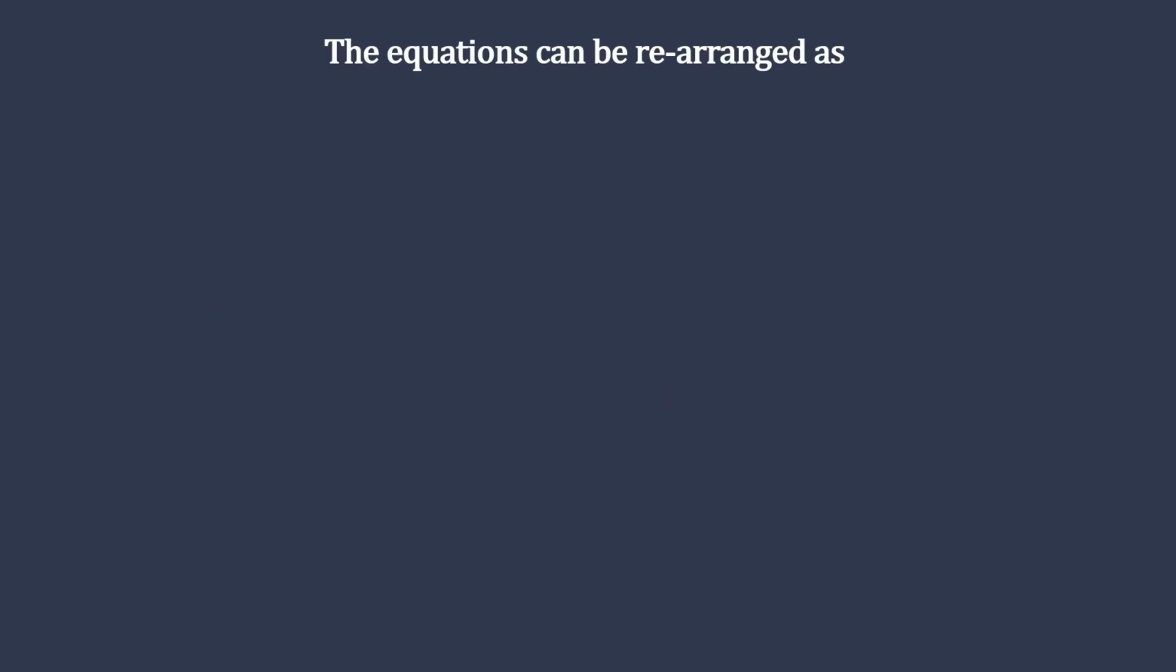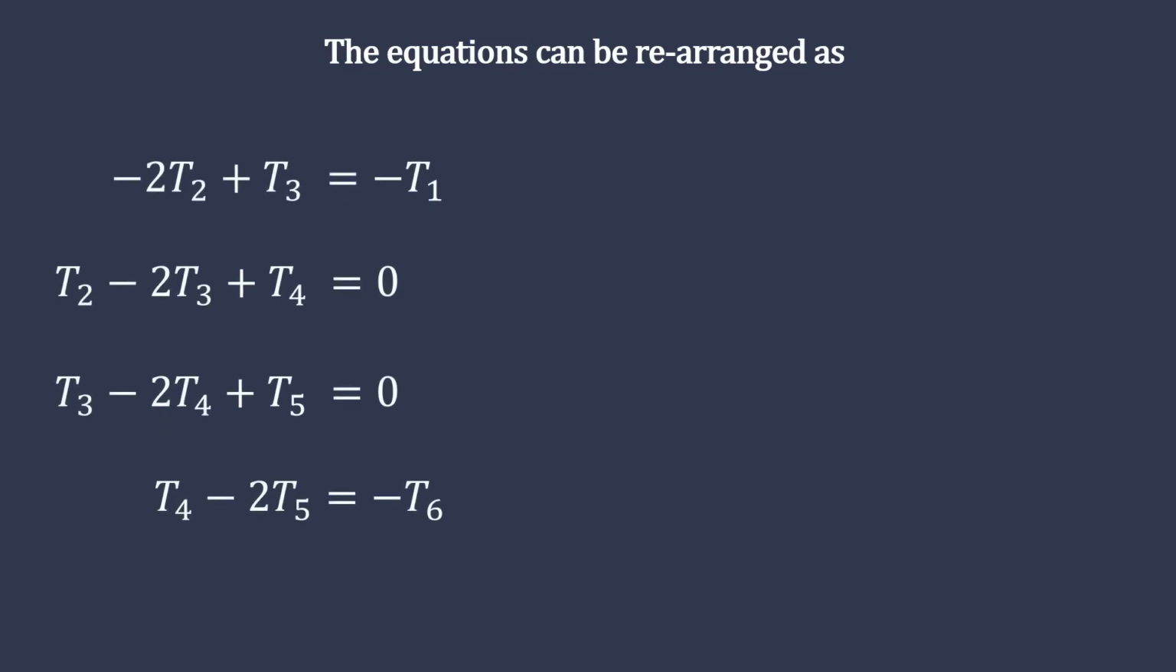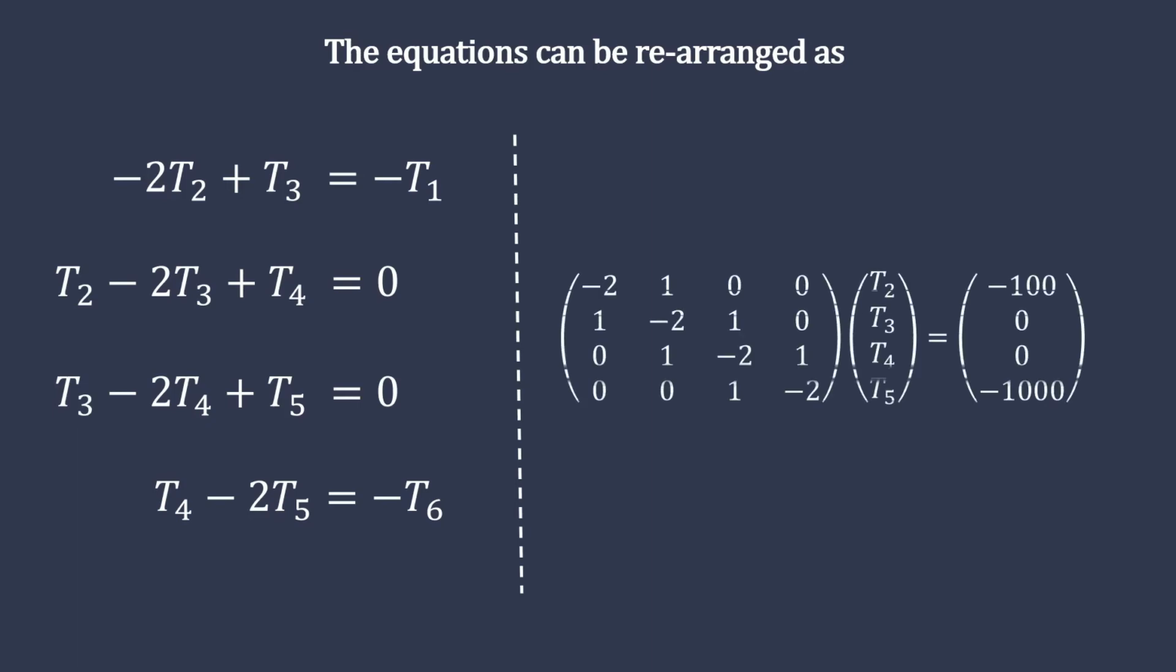Now the equations can be rearranged by shifting T1 and T6 to the right hand side, and by using these equations we will form the matrix in the form of AT equal to B. Here the 4x4 matrix is formed by using the coefficients of T2, T3, T4 and T5. We can solve for the unknowns using the Thomas algorithm, as the matrix we are dealing with is a tridiagonal matrix. Iterative methods such as Gauss-Seidel can also be used. So to solve this matrix we will use a MATLAB program.